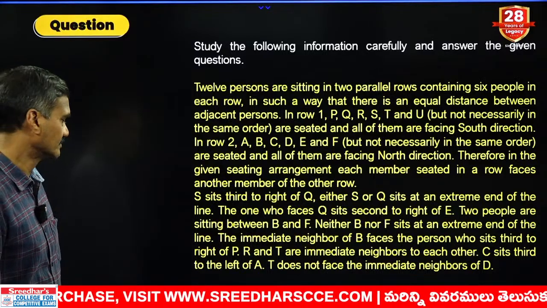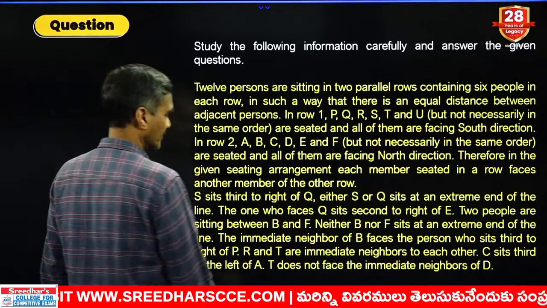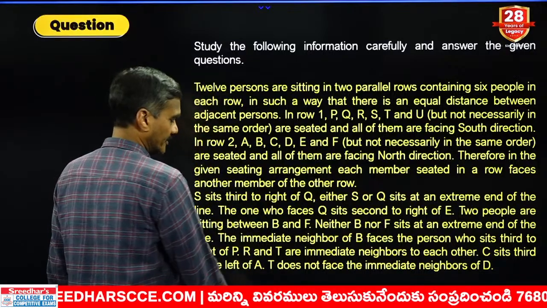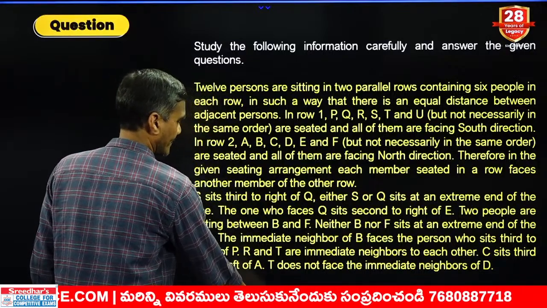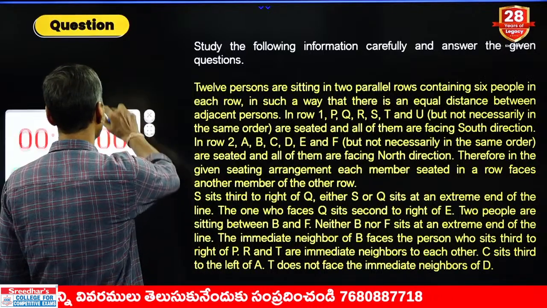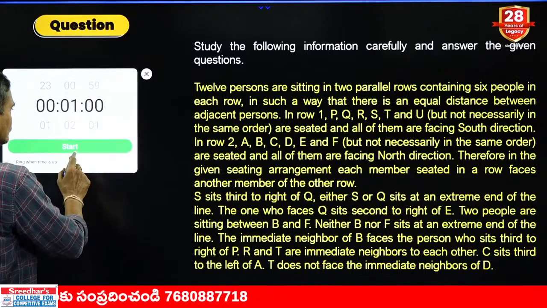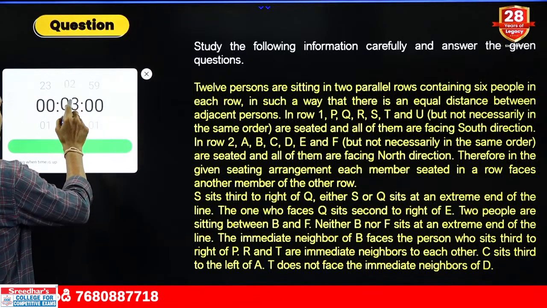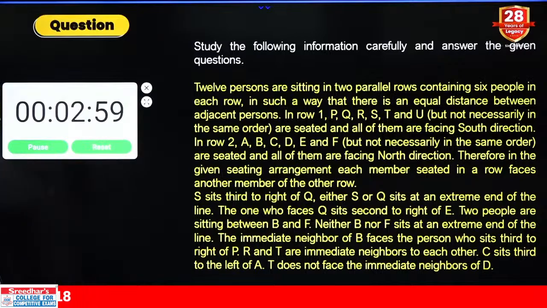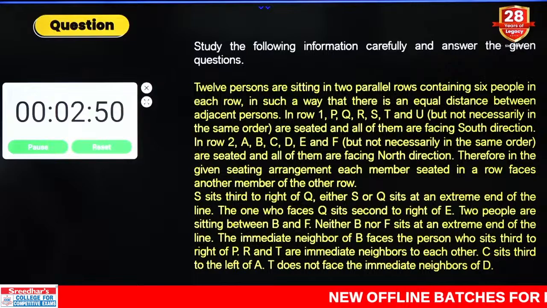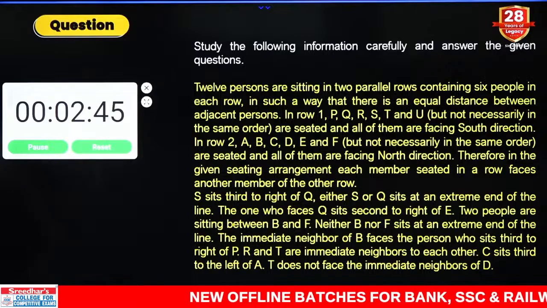Then coming to the next one, a puzzle. Now this is based on parallel rows. Yes, I'll give you 3 minutes. Try to work out this one under 3 minutes. 12 persons in 2 different rows. P, Q, R, S, T, and U, they are facing south. A, B, C, D, and F, they are facing towards north. We need to identify the order in which these persons were seated.